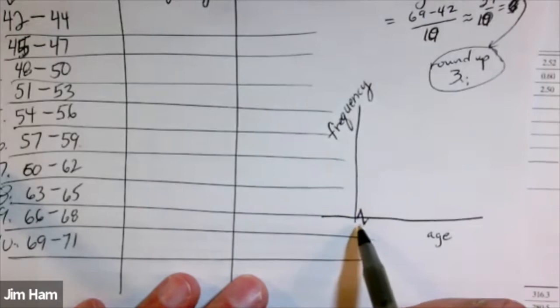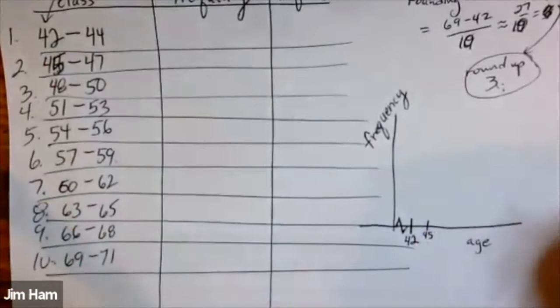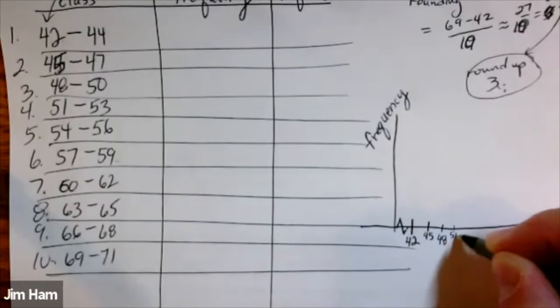42 is our first class. And then our next class begins at 45. And then we're going to write all the other ones. 45, add 3, 48. Add 3, 51, and so on. So we're going to go all the way out to age 72. And we're going to have bars here.